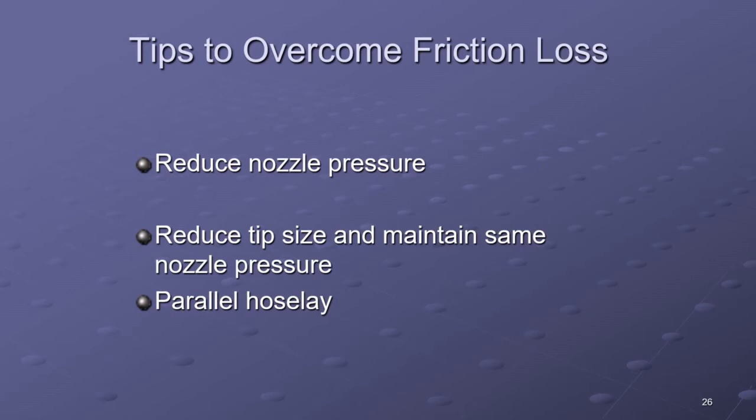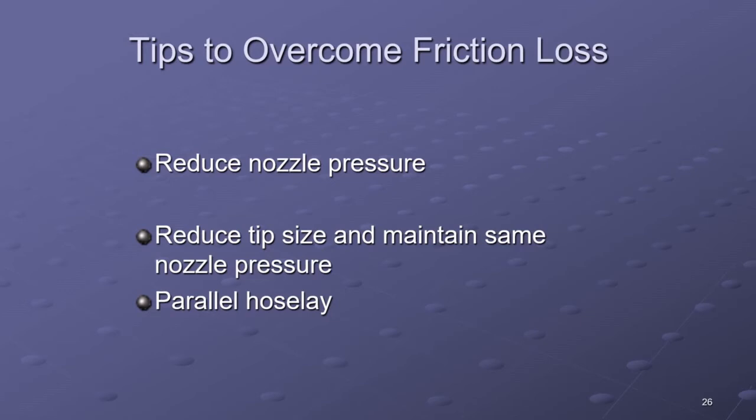Tips to overcoming friction loss. Again, things you're going to want to remember or have access to in the future. One way to overcome friction loss is to reduce the nozzle pressure. If we go back to thinking about our calculator, if I make my nozzle pressure less, it reduces the volume. So really, you're reducing friction loss by reducing the volume. If you reduce nozzle pressure, you reduce volume. That's really what we're saying there.